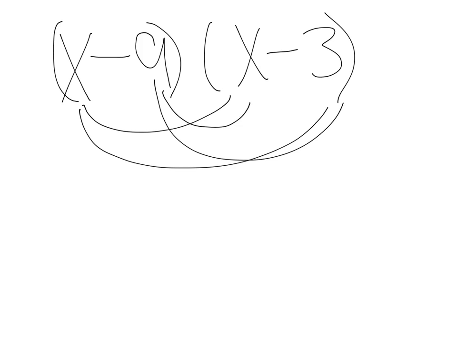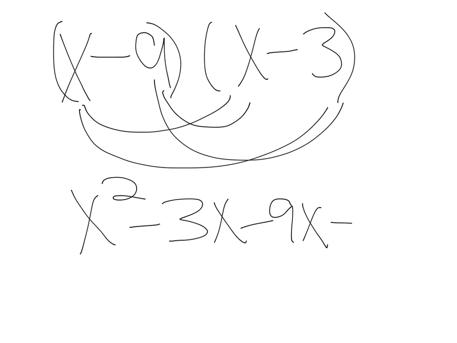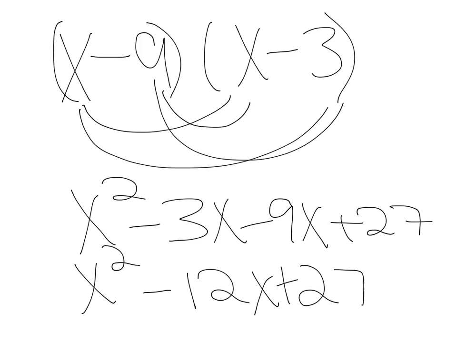Negative 9 times x and negative 9 times negative 3. Alright, so it would equal x squared minus 3x minus 9x plus 27. And if you finish the equation, it would be x squared minus 12x plus 27. And you are done.